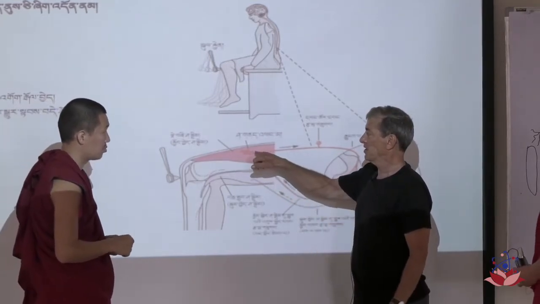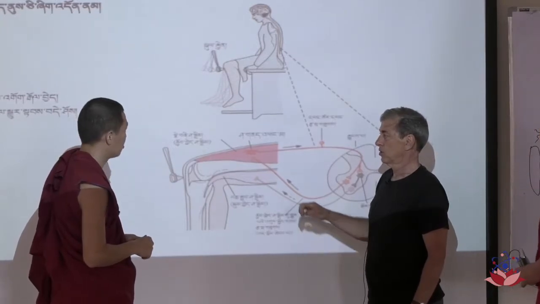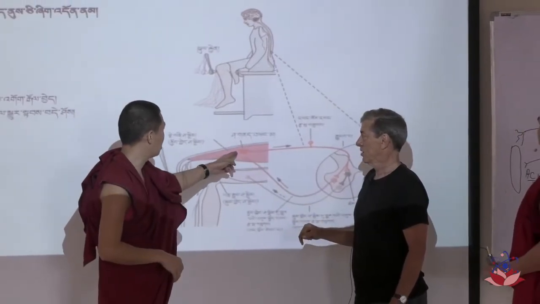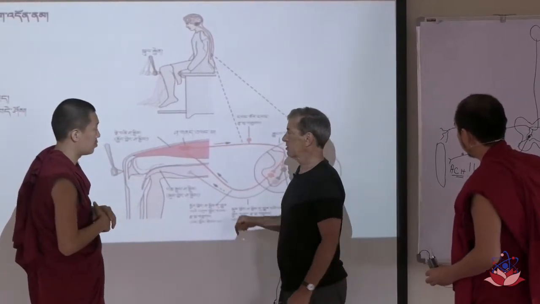Then something happens here. What is this called? Muscle spindle. Muscle spindle. Okay, go on.